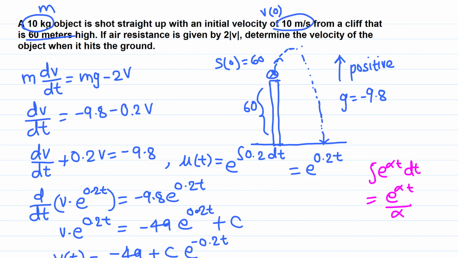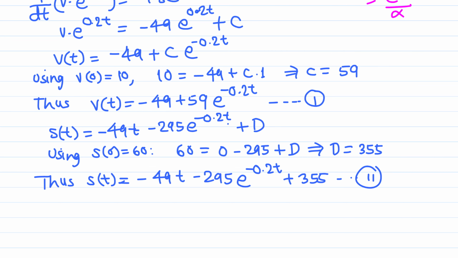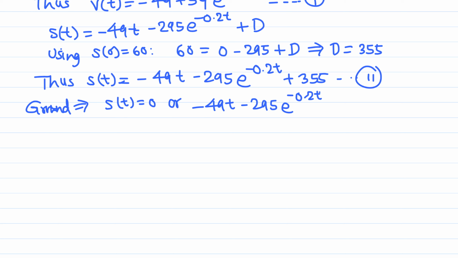So pretty much to find the velocity of the object when it hits the ground, we need to figure out the time it takes to hit the ground. After we find the time, the velocity will be just given by equation 1. We just plug in here. So ground means the position is 0, and we solve for t. Negative 49t minus 295 e raised to negative 0.2t plus 355 equals 0.